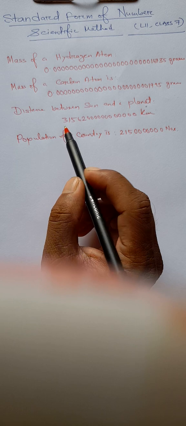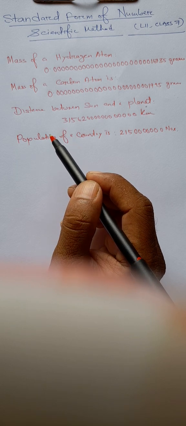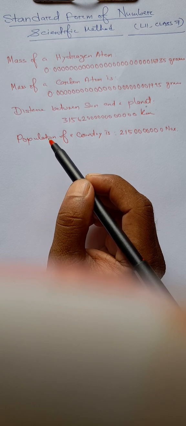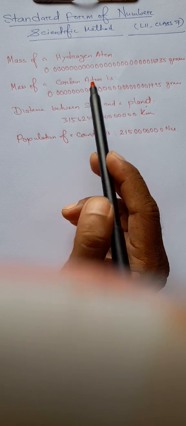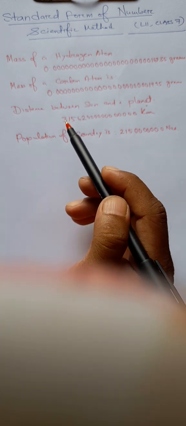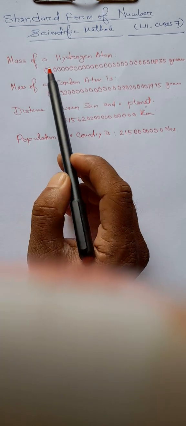Today we will discuss the standard form of writing numbers, which is also called the scientific method of writing numbers. It's a part of lesson 11 of the class 7 CBSE curriculum. Let's think about these examples.